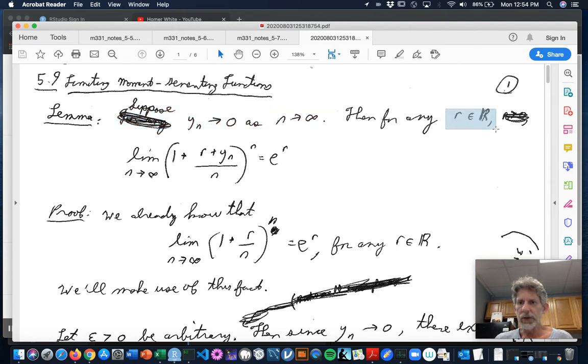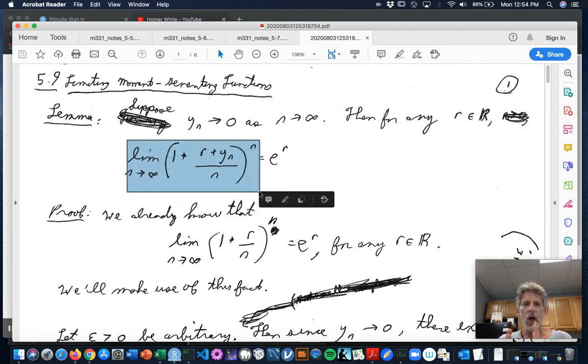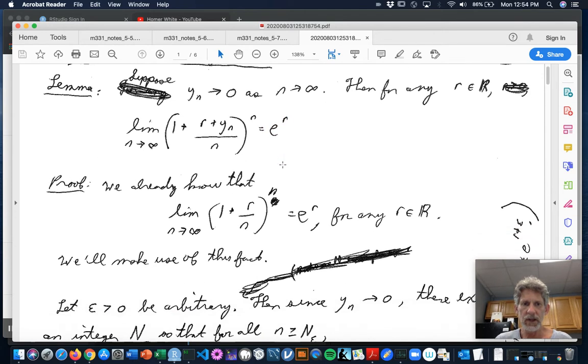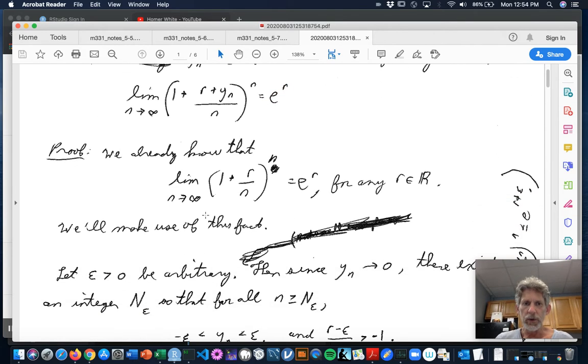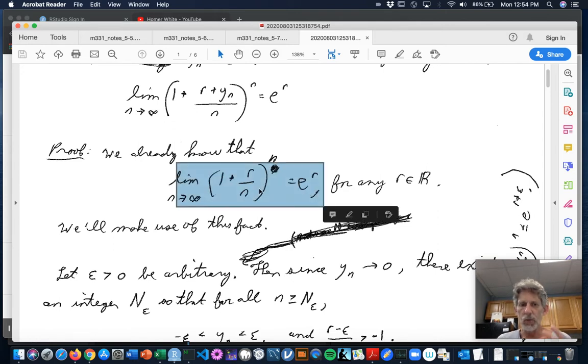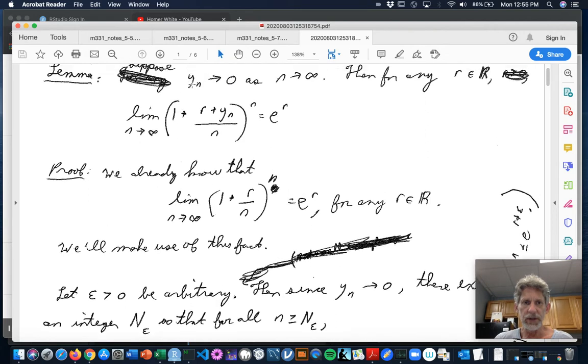Then for any real number r, the limit as n goes to infinity of (1 + r/n + y_n/n)^n is just e^r. This should look familiar to you. We already know from using L'Hopital's rule in calculus that the limit of (1 + r/n)^n is e^r for any real number r. And this expression up here is very, very similar. It's got another little bit added onto it, a y_n over n.